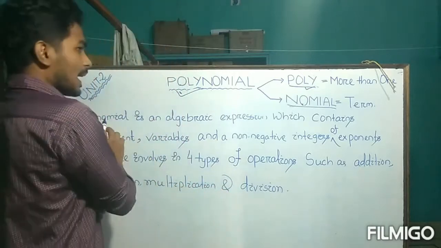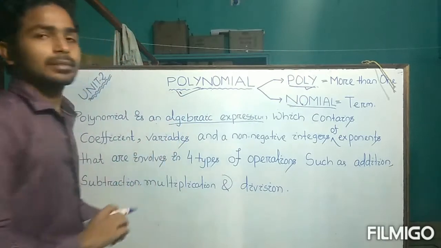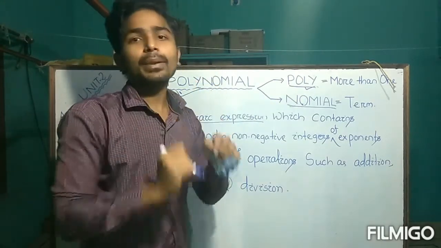So let us define what is a polynomial. A polynomial is an algebraic expression. So the first thing is, a polynomial is an algebraic expression.